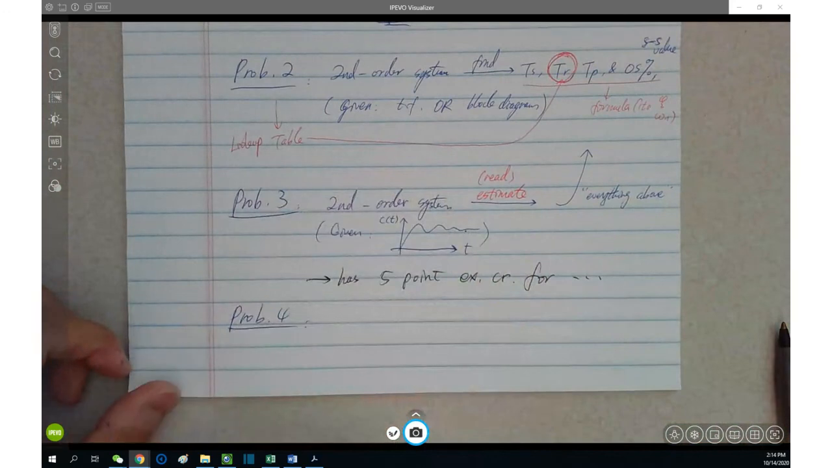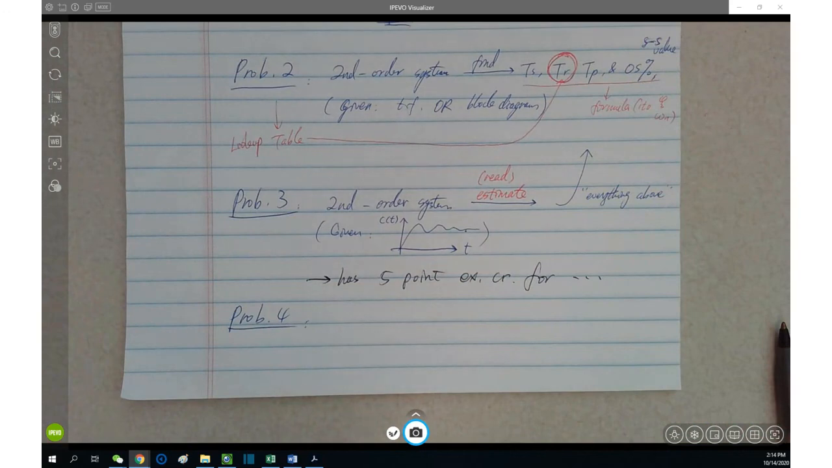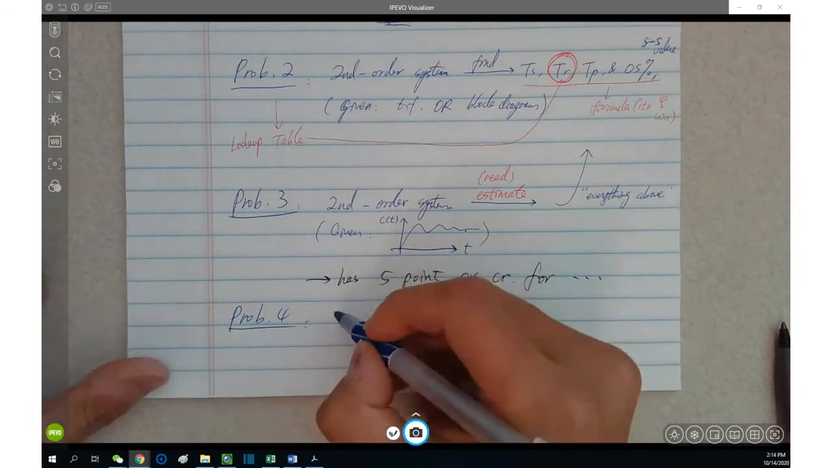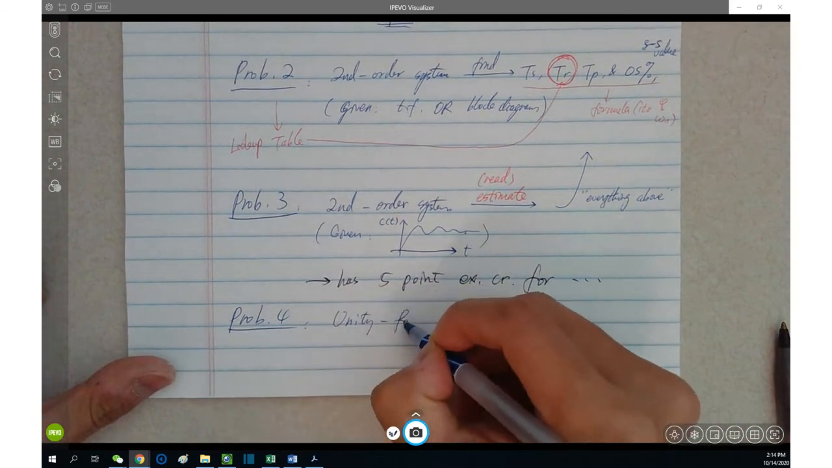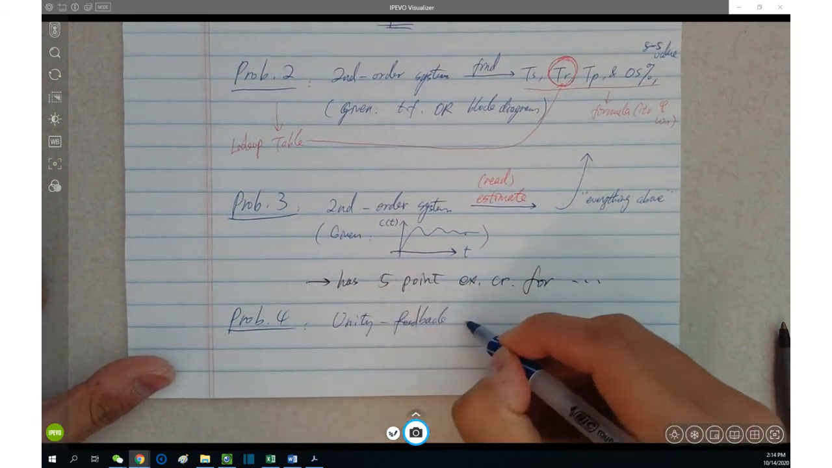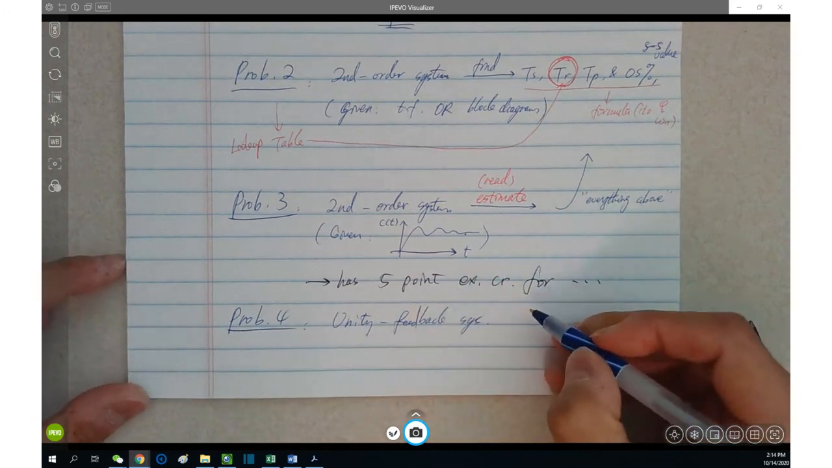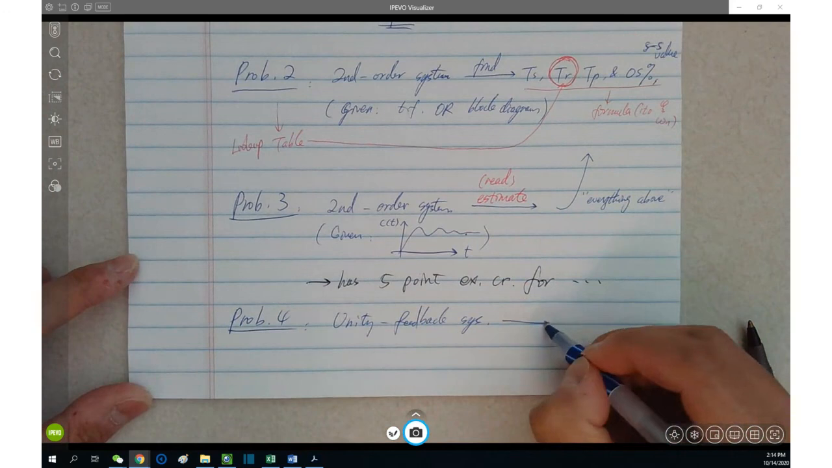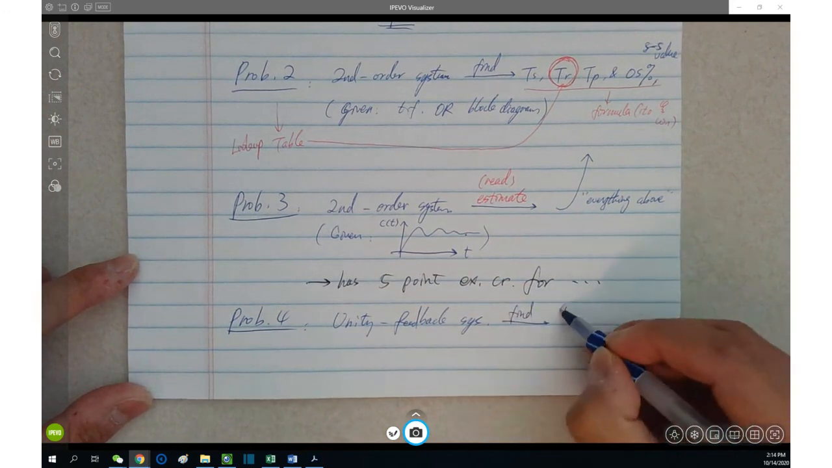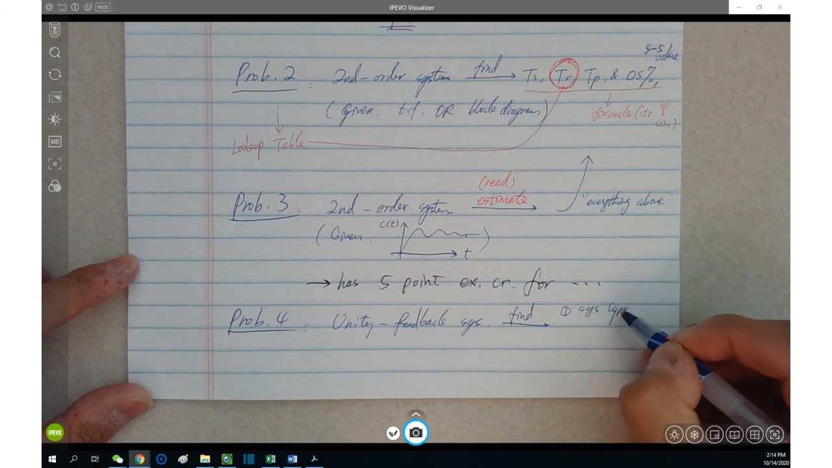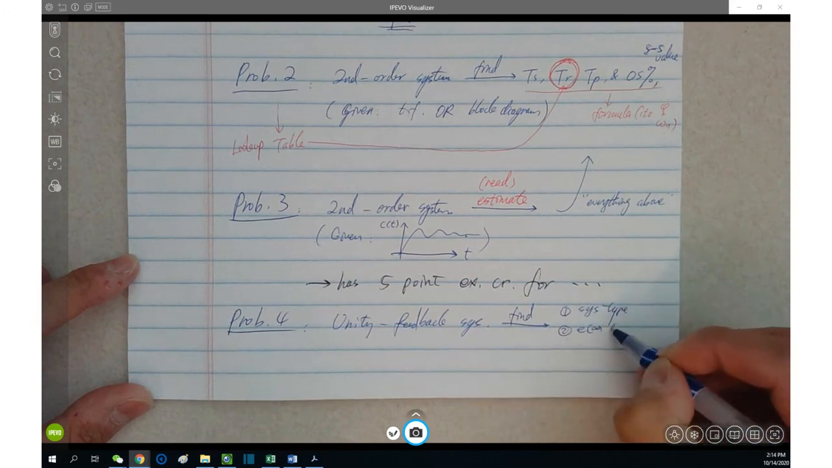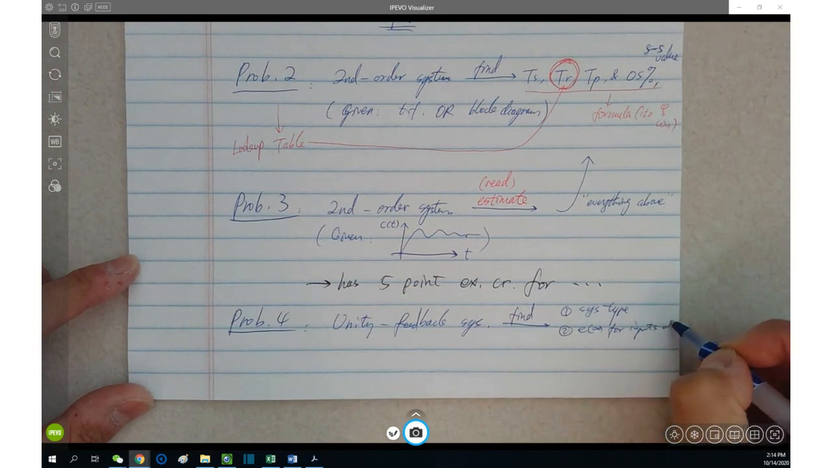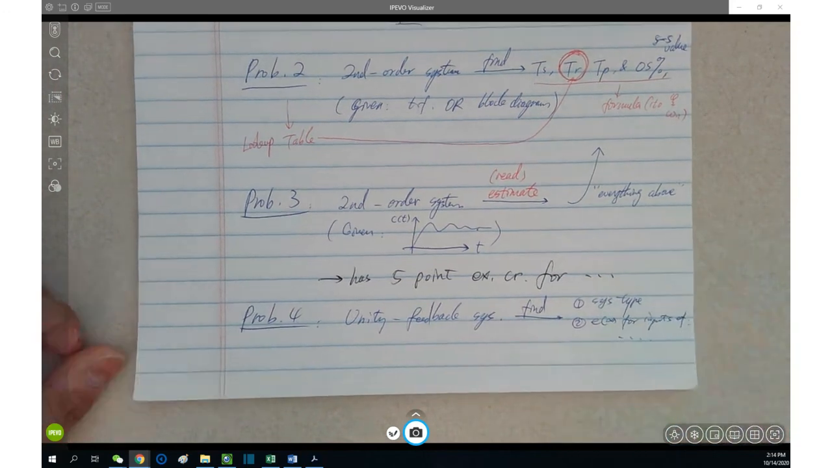Problem 4 is basically about today's lecture. It's a unity feedback system, and we need to find the system type and the steady-state error for given inputs. Problem 4 is today's lecture.